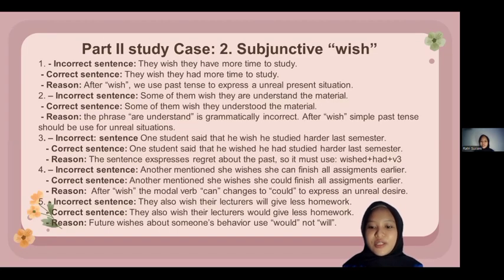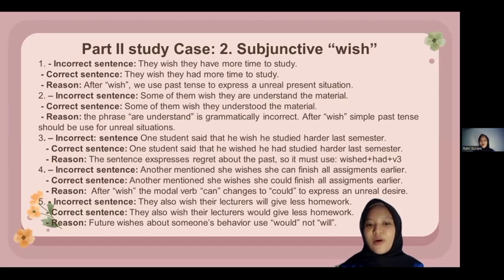Study case number 2 is subjunctive wish. Number 1 is "They wish they have more time to study." The correct sentence is "They wish they had more time to study" because after wish we use past tense to express an unreal present situation.